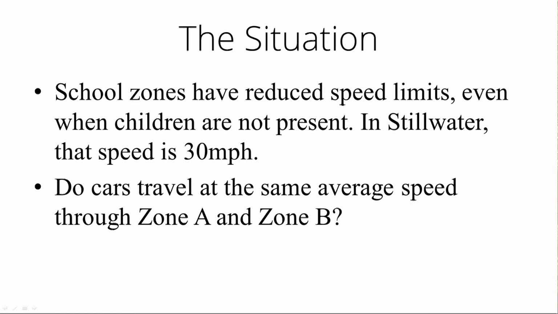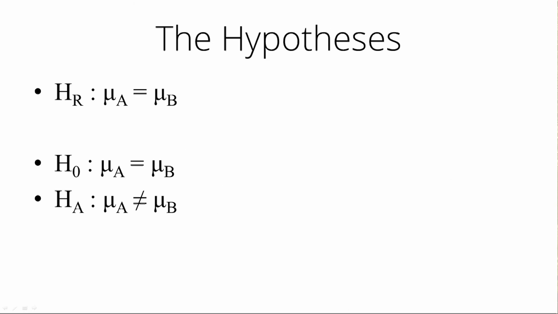Same situation as before, slightly different question. School zones have reduced speed limits. Even when children are not present in Stillwater, that speed is 30 miles per hour. Question: do cars travel at the same average speed through Zone A and Zone B? Notice we're comparing the average speed in two zones. That's what makes this a two-sample test. Zone A, Zone B, comparing their means. So it's means two sample.